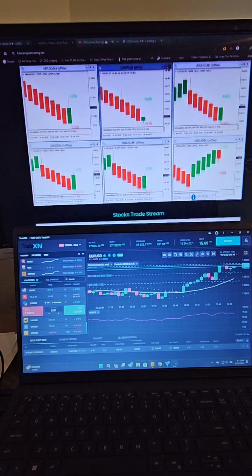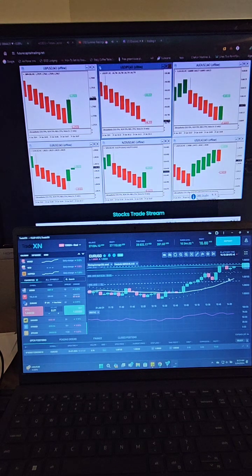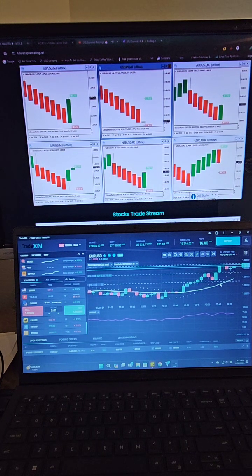All right, let's see. And we're continuing up. We had this pullback here. Now we're getting green bars, so we're moving back up towards our profits. Hopefully we'll hit just a $25 profit that we're looking for.